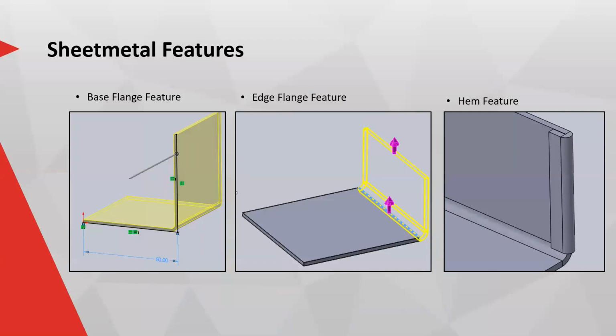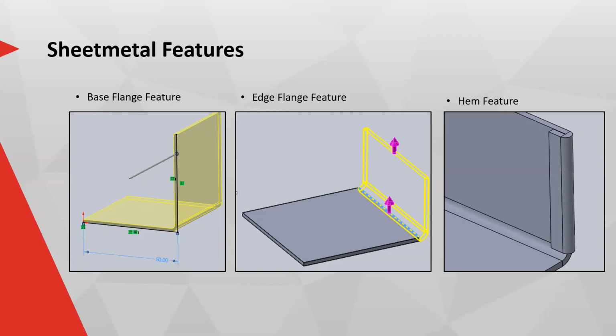Edge flange features require an existing sheet metal body. It is also a sketch-driven feature, but we need an existing sheet metal body because we need to select an edge. If you can see, there's a blue dotted line. Let me just get my laser here. You can see we selected that edge to create that feature. There are also various options within the edge flange, so we'll explore some of those at a later stage when we do the design.